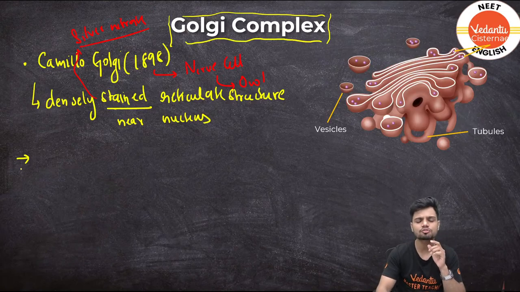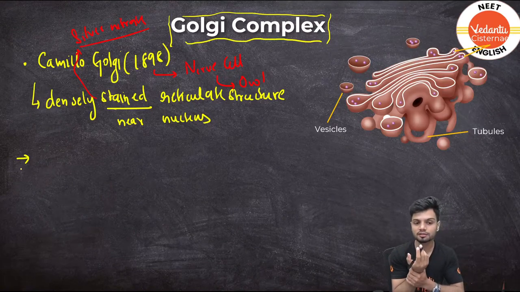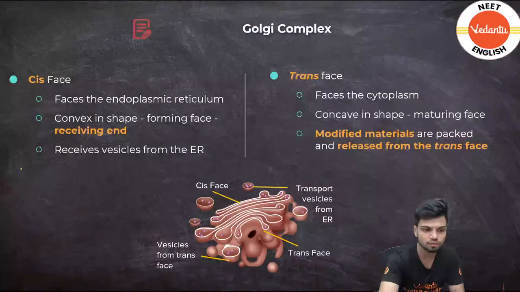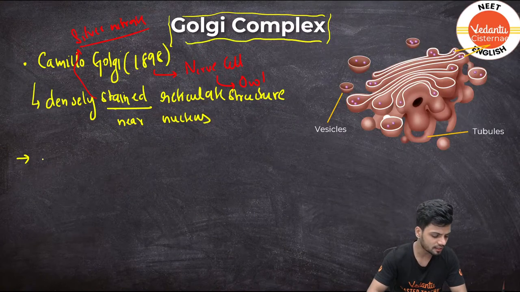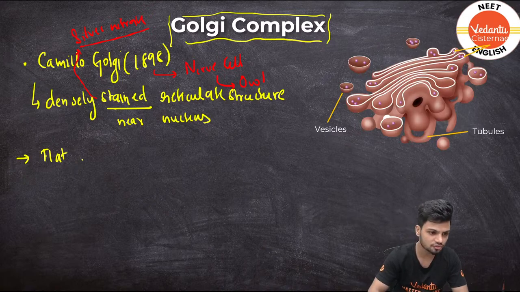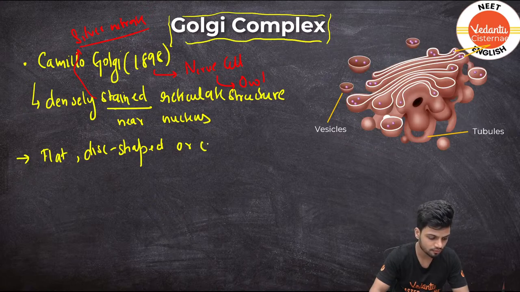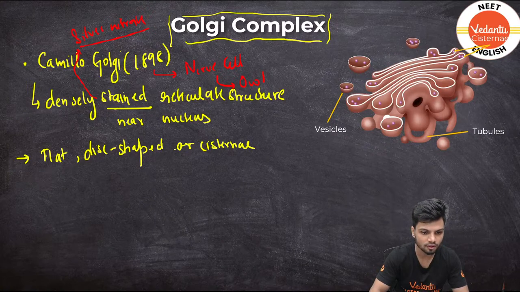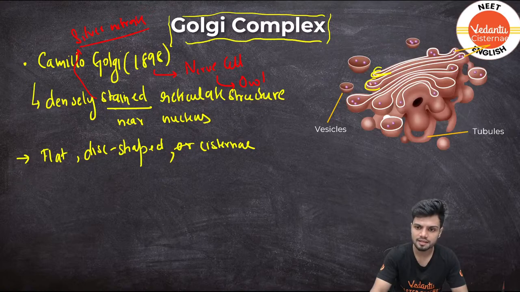Now, if you want to look at the structure of the Golgi complex, he understood there is something very densely stained near the nucleus, and he called it a reticular structure. But if you look at the structure of a Golgi complex, it has a very flat structure. Yes. Can you see? It is a very flat structure, and it is also made up of cisternae here. Can you see? This is the cisternae here. Just like your endoplasmic reticulum, your Golgi complex also has cisternae.